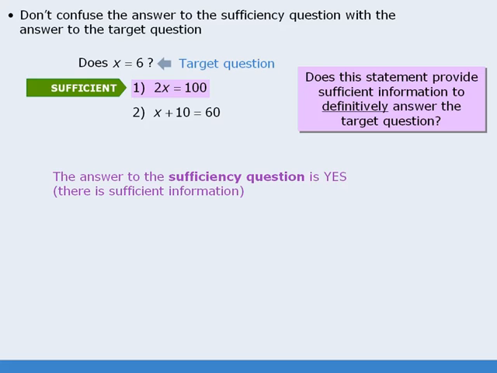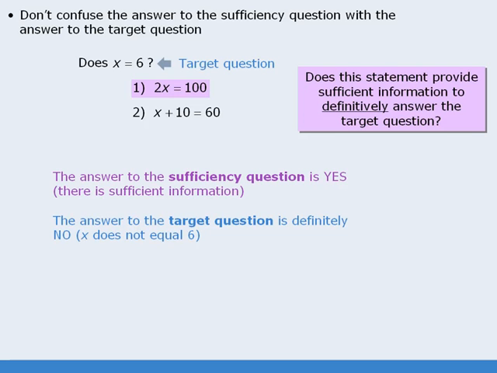Now here's the mistake that some students make. They look at statement 1 and see that x must equal 50. Now the target question asks, does x equal 6? So the answer to the target question is no, x does not equal 6. At this point, some students will take the answer of no and apply it to the sufficiency question, which asks, does this statement provide sufficient information to answer the target question? If they conclude that no, the statement does not provide sufficient information, then they will erroneously conclude that statement 1 is not sufficient.